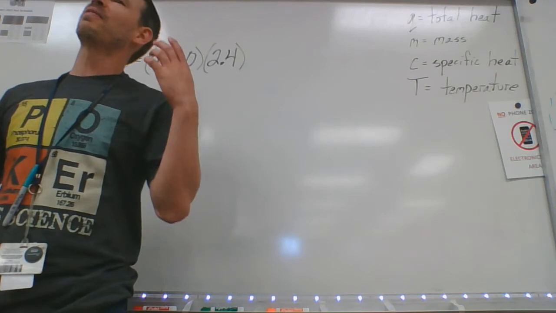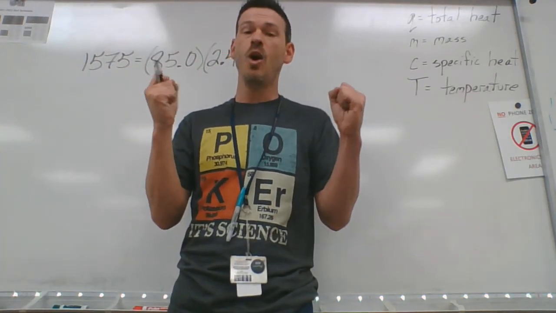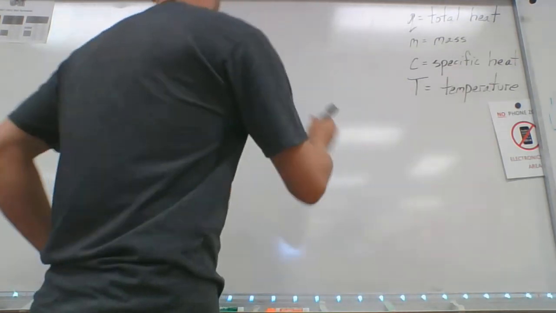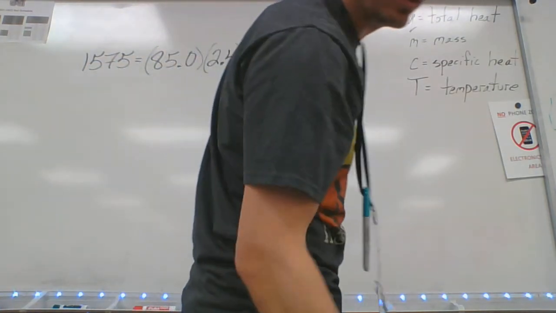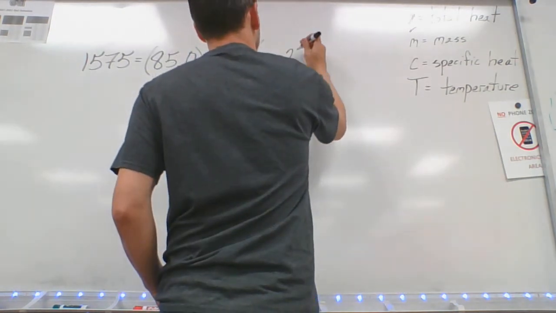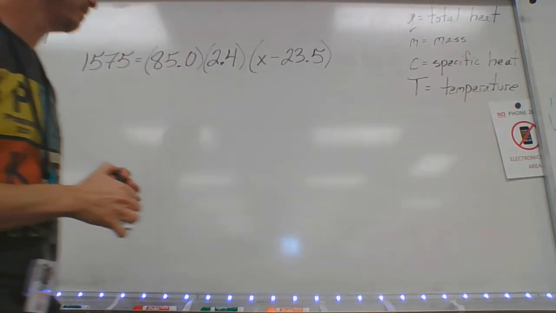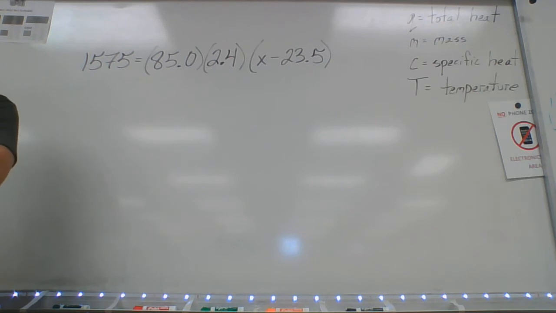And now careful with the next part, all right? Are we missing the initial or are we missing the final? We're missing the final. Which one comes first in my subtraction expression? Yeah, the final comes first. All right, minus, what was the initial? 23. Final minus initial, and final is what we're solving for.